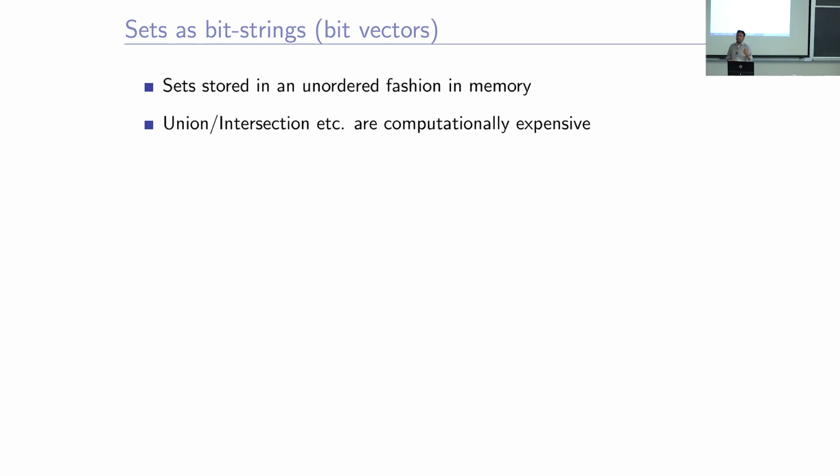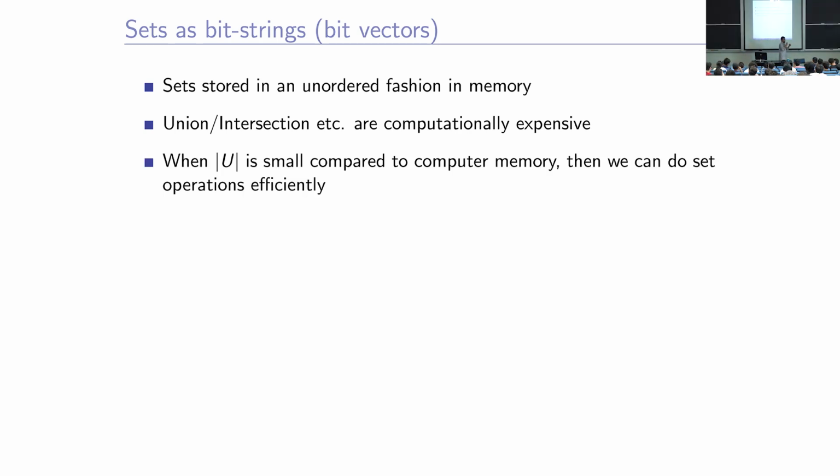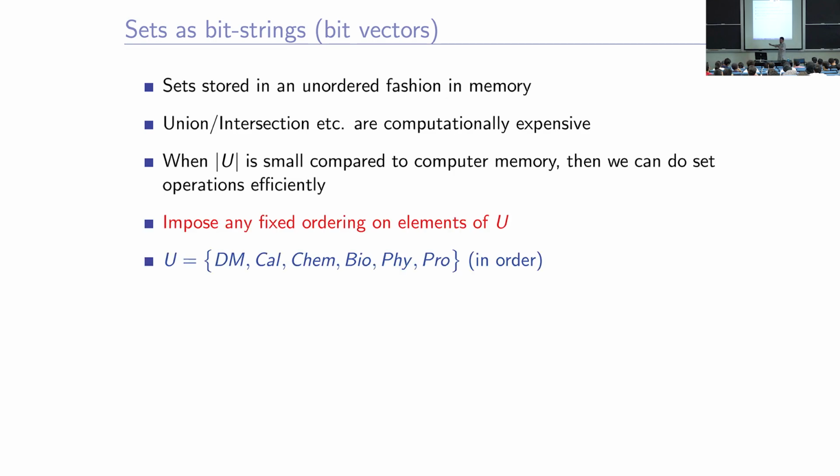But typically, if the universal set is not very big, if the cardinality of U isn't very big, then we can do the following. We can impose a fixed order on the elements of U and represent each set member by a bit. If it's 0, it means it is not an element of the set, and if it's 1, then it means it's an element of the set. So suppose my universal set is 1, 2, 3, 4, 5, 6, these 6 elements, that's all my universal set. I fix this order.